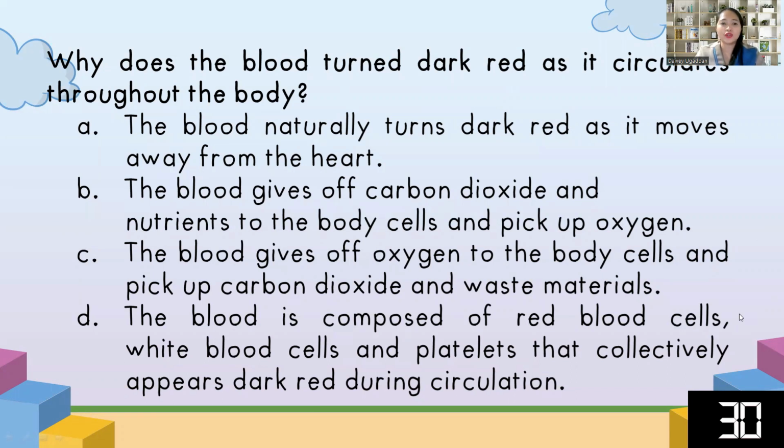Okay, so the reason why the blood is turning dark red as it circulates the body is because it has already dropped off the oxygen in the body cells, and as it travels back to the heart, it picks up carbon dioxide and other waste materials. Okay? So the correct answer to this one is letter C. The blood gives off oxygen to the body cells and picks up carbon dioxide and waste materials.